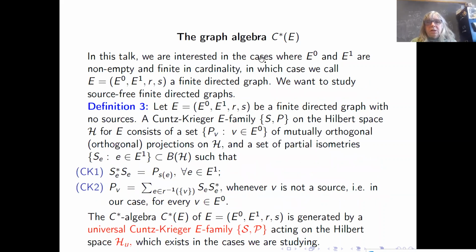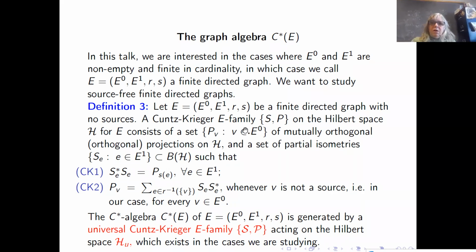So let's say how to get these with a finite graph. The reason I want a finite graph is that then I can have a unit. Don't want to go too far out of bounds here. So you can study so-called row finite graphs where you don't have a unit, but I'm going to stick to the finite case. So if you have a finite directed graph, and again, I don't want any sources because it causes some problems, then you say you have a Cuntz-Krieger E family for that graph.